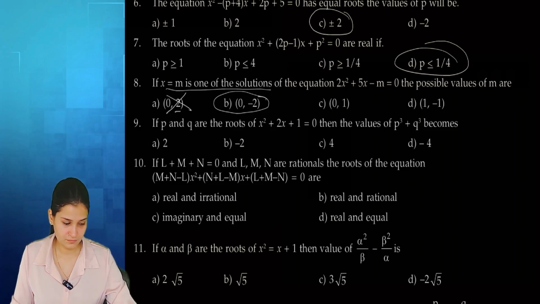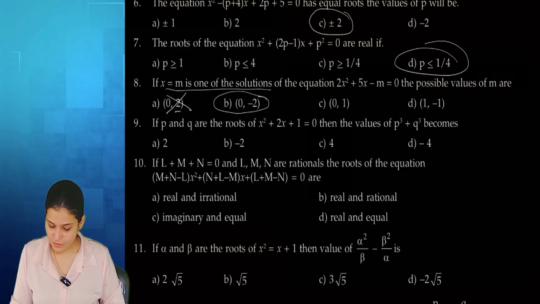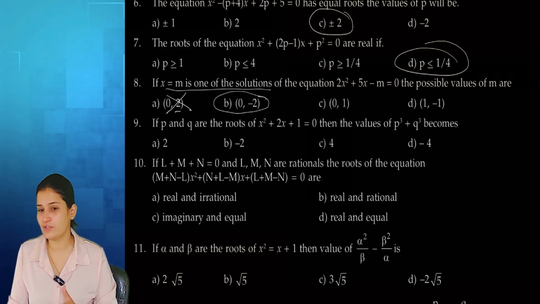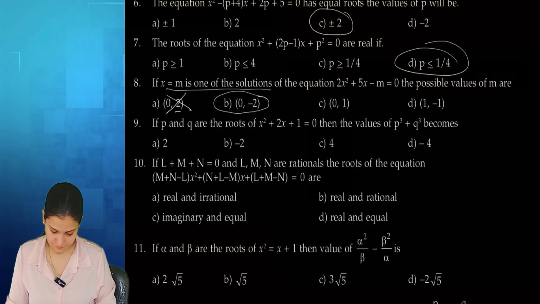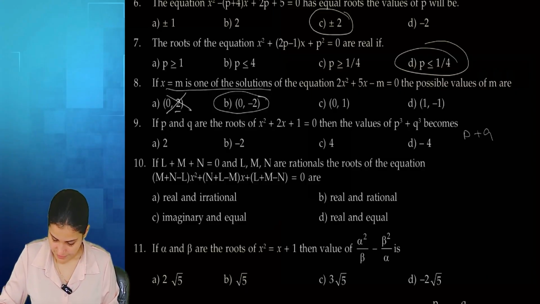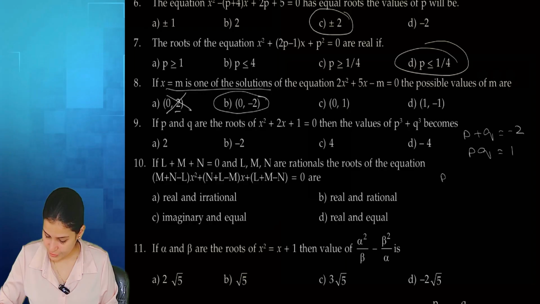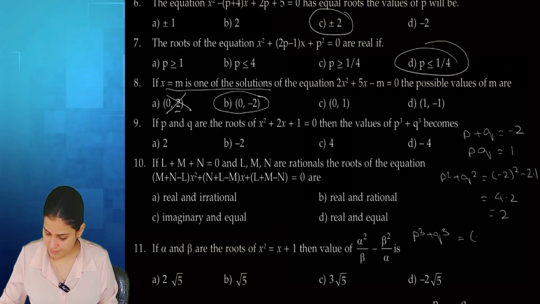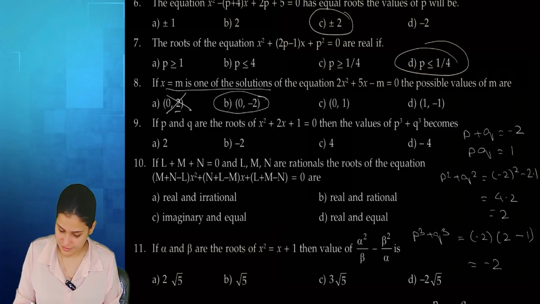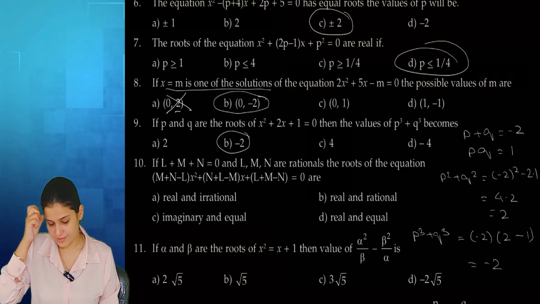Question 9. P and Q are the roots of this equation. We want to find the value of P square plus Q square over PQ, what would be the answer? Option B. Perfect. P plus Q is minus 2. P into Q is 1. So P square plus Q square is P plus Q whole square minus 2PQ, 4 minus 2, 2. So P cube plus Q cube is P plus Q into P square plus Q square minus PQ. So minus 2 is the answer.